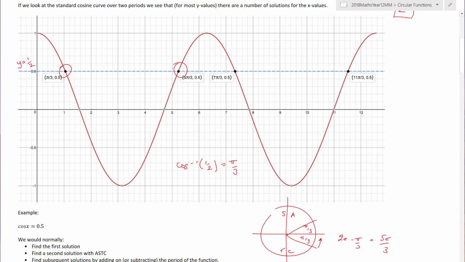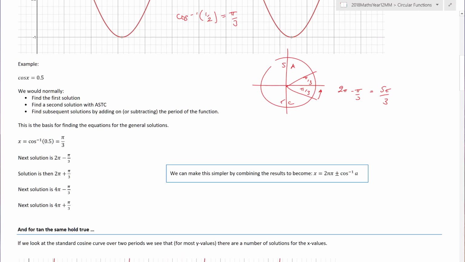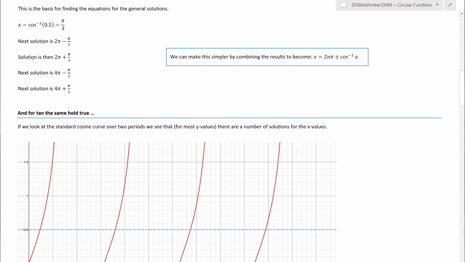And to find all other solutions, I would add on 2 pi. If I keep adding on 2 pi to each of those two successive solutions, I will end up with the next two solutions. So 4 solutions for 2 periods. And if I kept adding on and on, I'd get more and more. Generally speaking, this is the basis for finding the general equations of these trig functions.